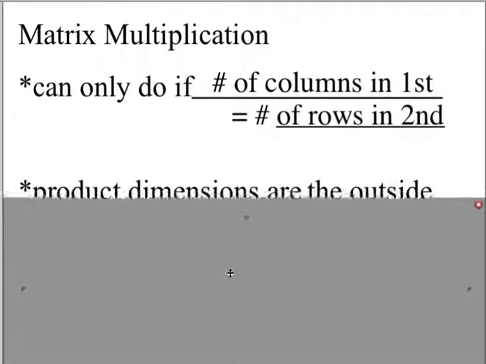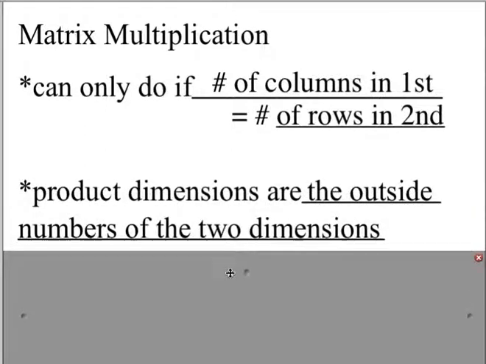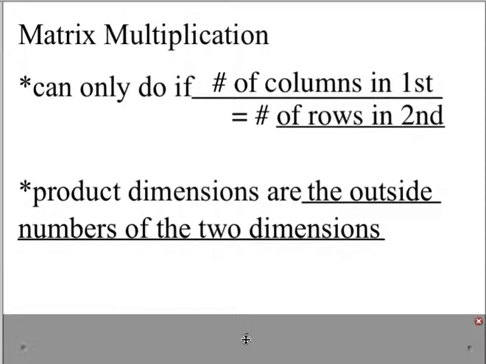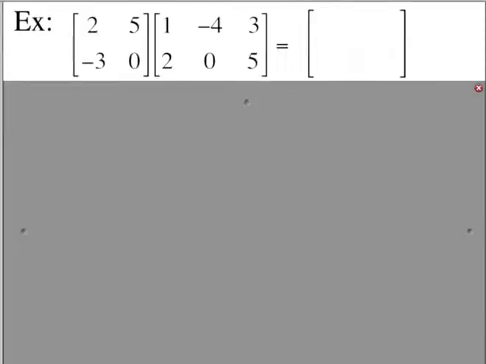Then the product dimensions are the outside numbers of the two dimensions of the matrices that you are multiplying together. So let me walk you through an example. I have the matrix 2, 5, negative 3, 0, and the matrix 1, negative 4, 3, 2, 0, 5. The first thing we want to look at are the dimensions of each one of these.